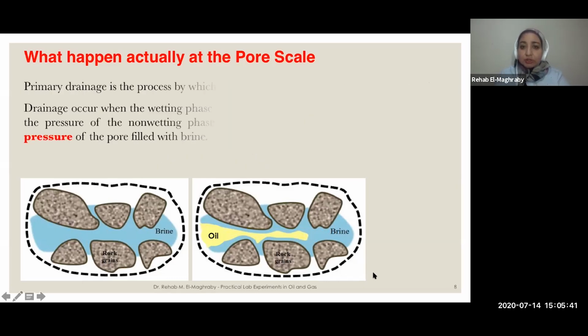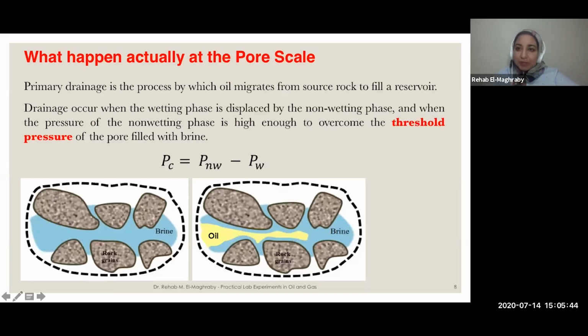In the primary drainage step, the oil is going to displace the water, because in this case you would expect that the pressure of oil will be higher than the pressure of water. So the pressure of oil, the non-wetting phase, will be higher than the pressure of the water, and we will get positive capillary pressure, and the oil will start to push the water in front of it and occupy. The water will be pushed outside from the pores, and the oil will fill these pores. But the oil cannot enter these pores unless the pressure is enough to invade the pore.